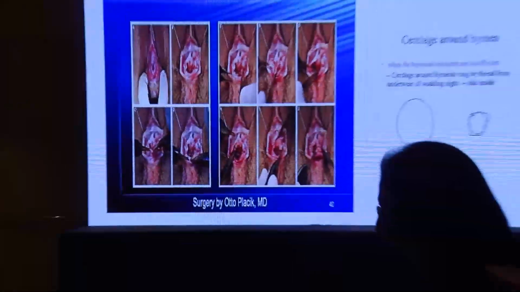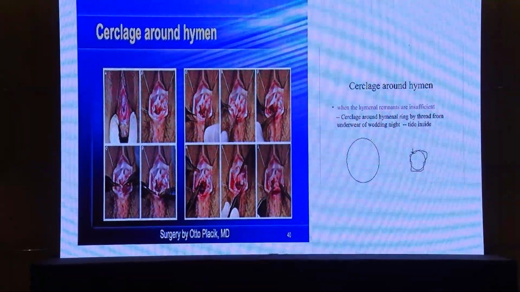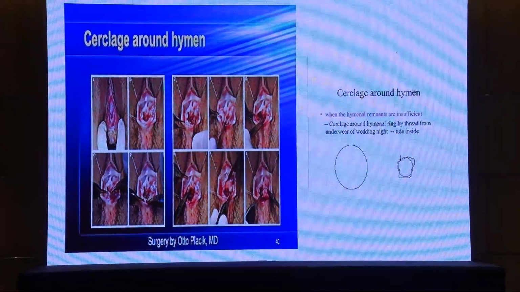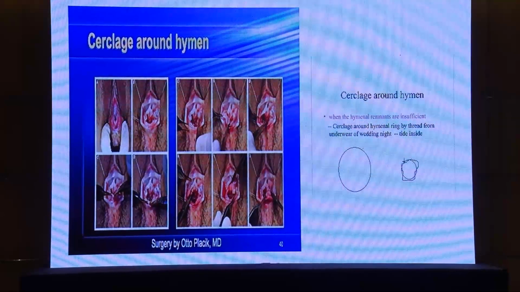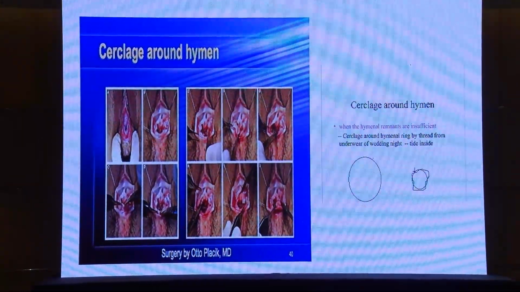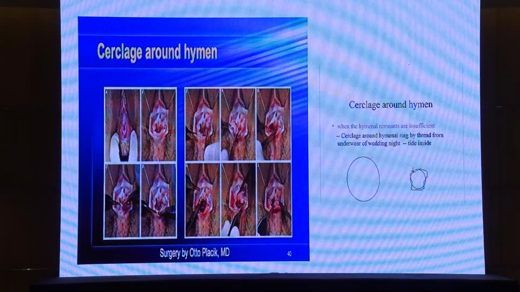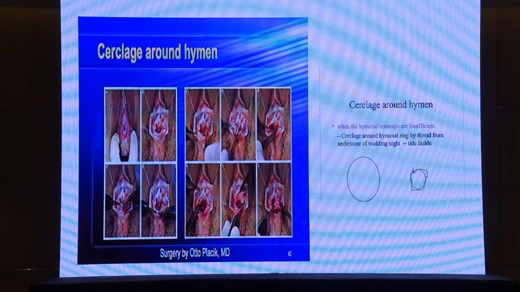So this is the stitch across the hymen, the thread tied to the underwear on the wedding night, tied inside. This is just across. Then there is a cerclage, a simple cerclage. You take stitches throughout the hymen. You go inside, come outside, go inside, come out. It is not like a typical cerclage which we do in the cervix. You start from the top, go inside, come outside, but only in the remnant, and you should be aware of what the remnant is.